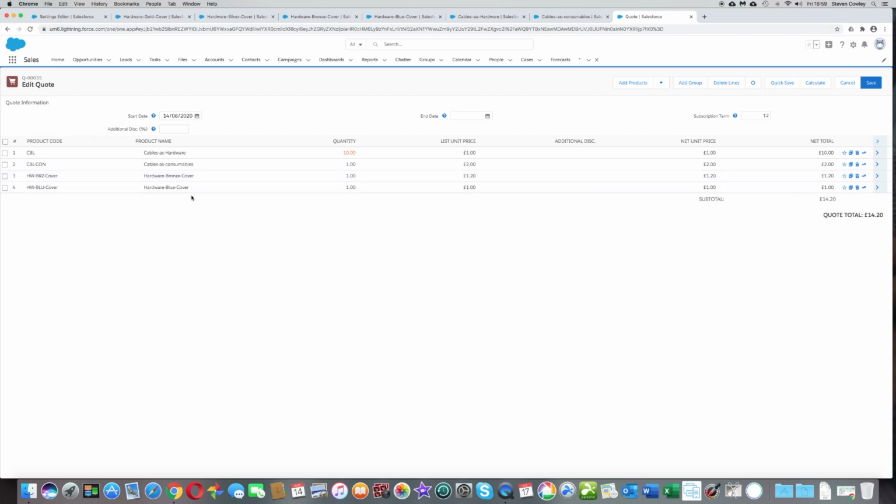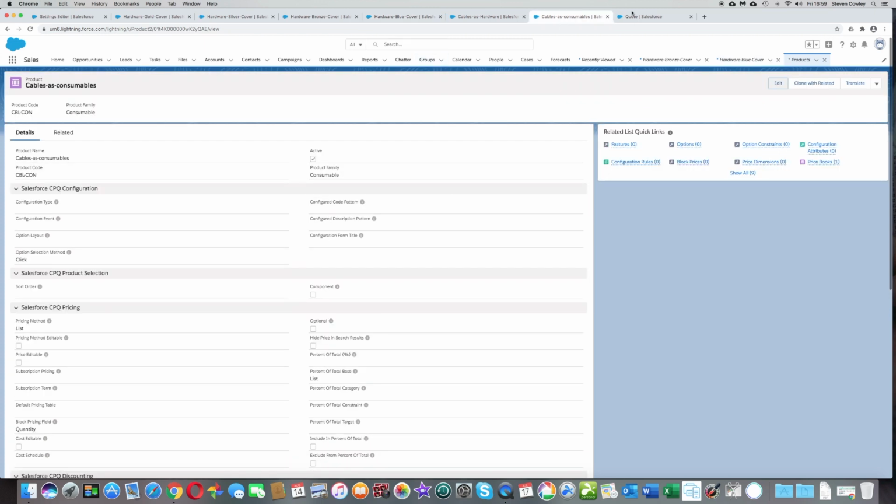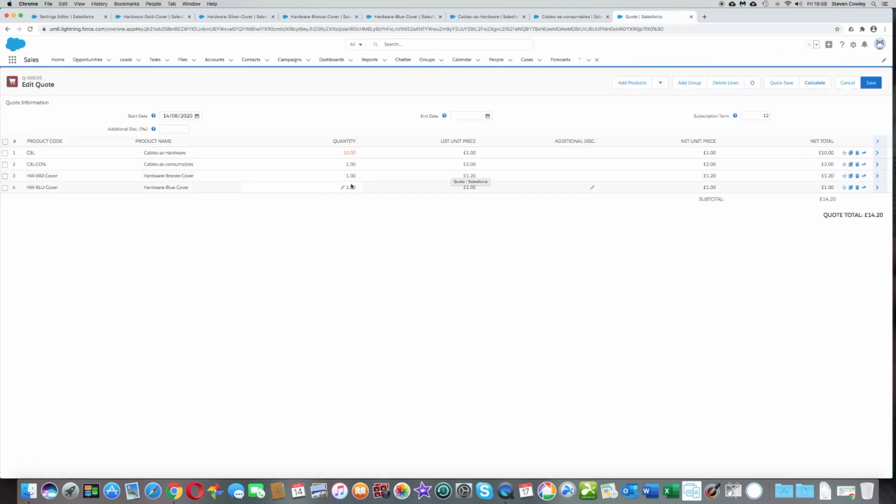Now the hardware blue cover, if we have a look at that again, is only basing the percent of total on the hardware category, which in this case is the cables as hardware, so it's the 10 at £1, £10, and 10% of that is £1.